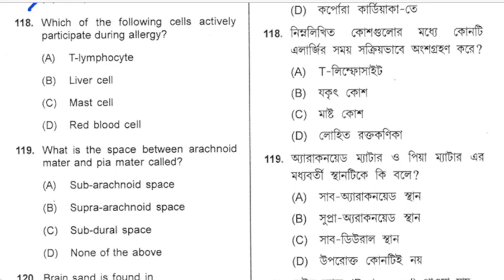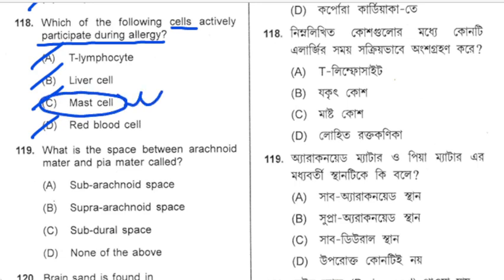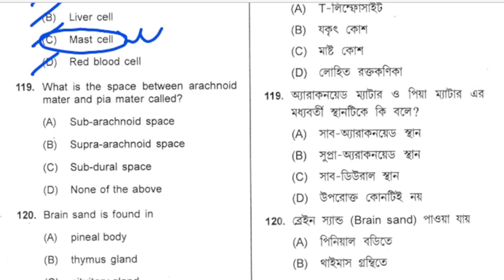Which of the following cells actively participates during allergy? T lymphocyte, liver cells, mast cells or red blood cells. Among them, the mast cells are actively involved in allergy.